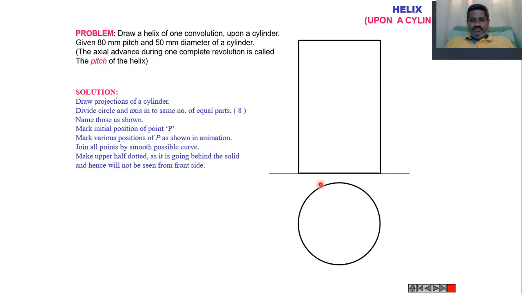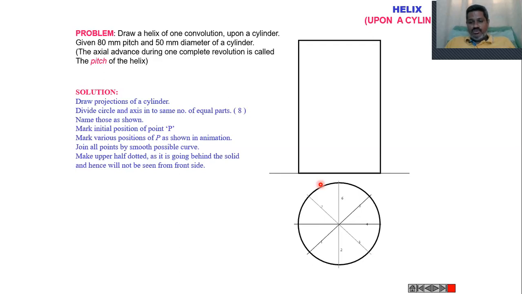The cylinder in front view looks like a rectangle. In the top view, it looks like a circle. After drawing the projections of the cylinder with the given dimensions, divide the circle into a convenient equal number of divisions like this. In this case, I am dividing it into 8 equal divisions.